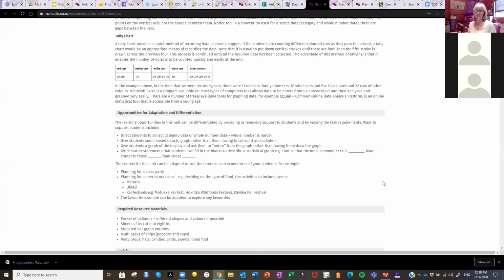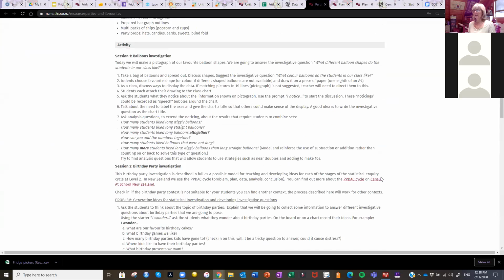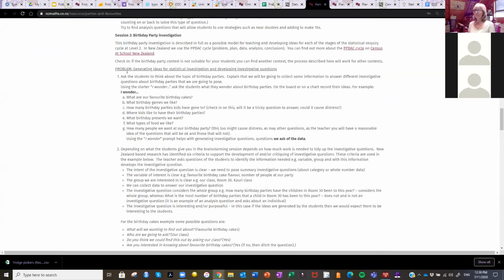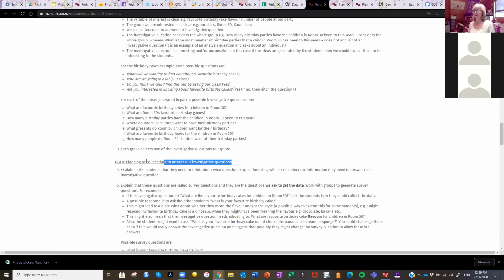So some examples, maybe giving the kids category data or whole number data, depending on whether you want to go up or down. And then the idea that you can take the unit and modify it to better represent your students in your class. And then I'm just going to flick through it, but you'll see here that really highlighting the PPDAC cycle as you go through the activity, so problem and then plan. Right, so hopefully that will make it easier for teachers.